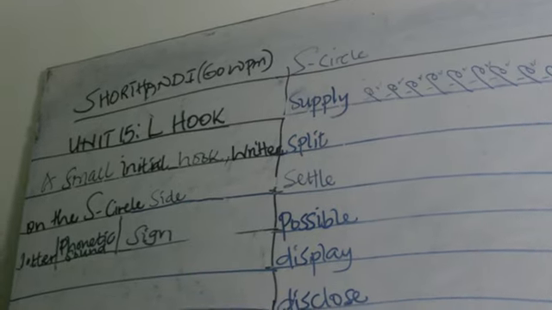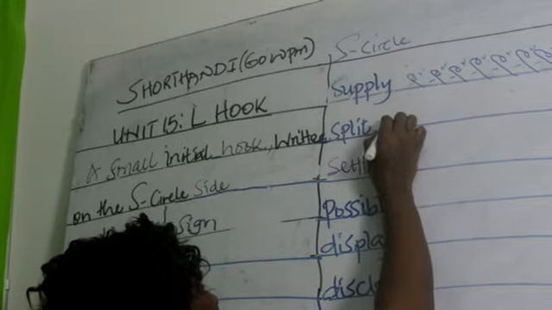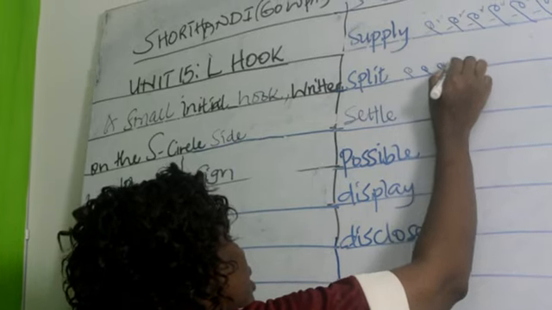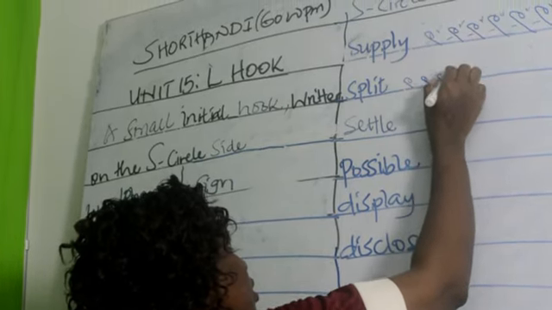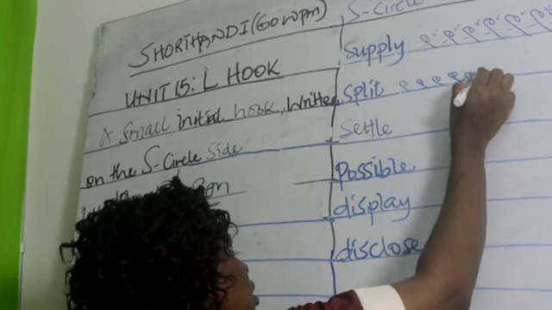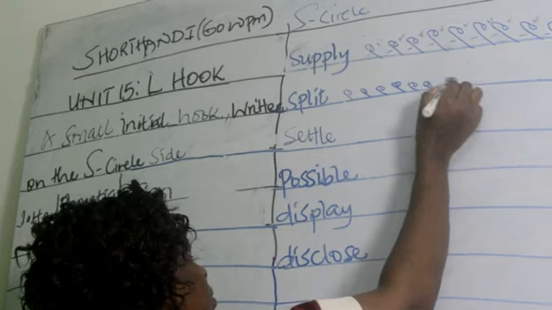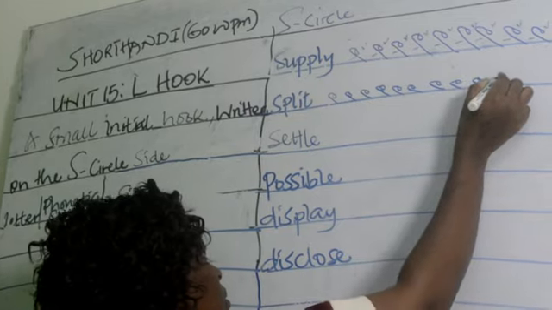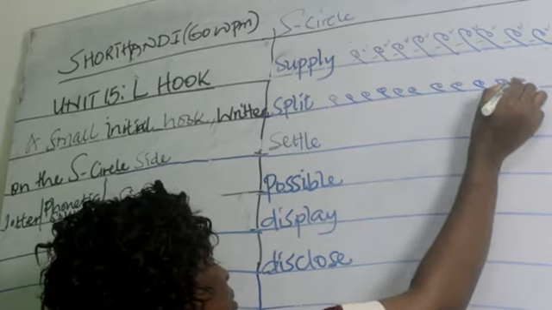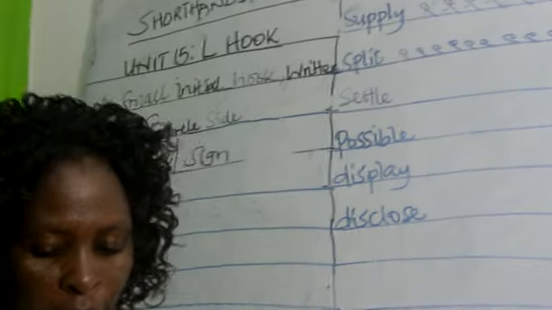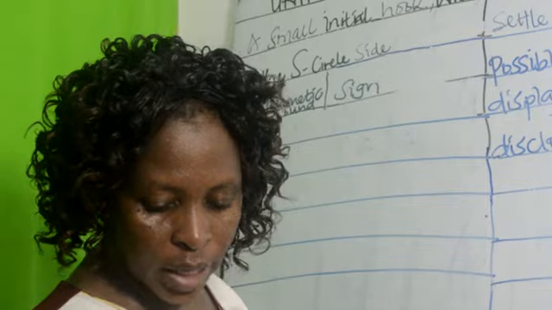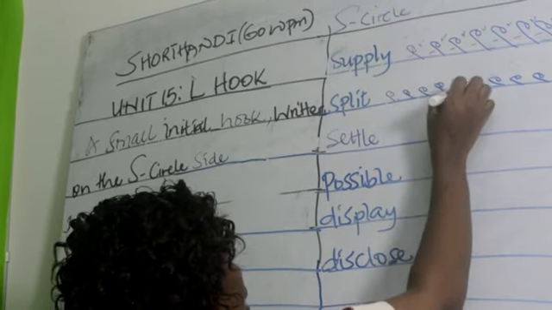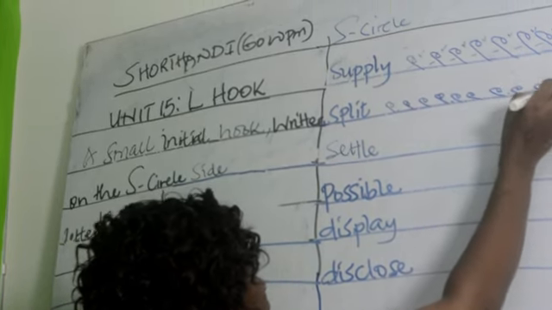Then we have the word split: an S circle, and I have the P for the following T. Split, split, split. So the word split is halved for the following T, and then we indicate the short E at the end.